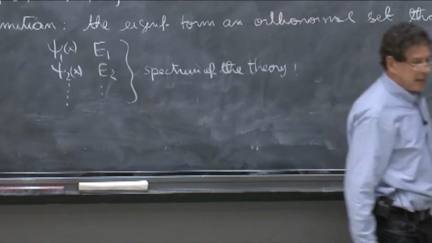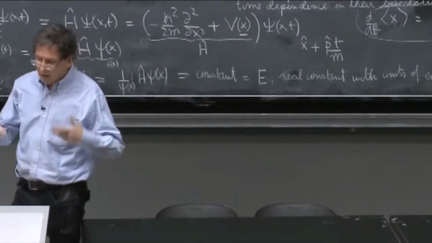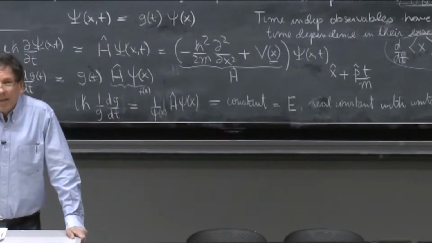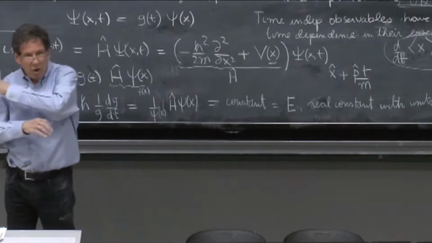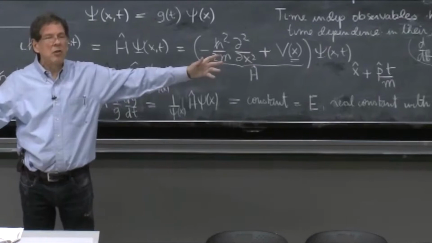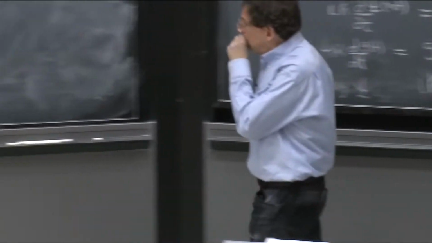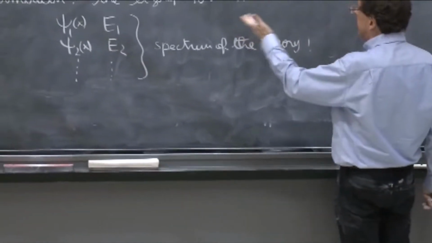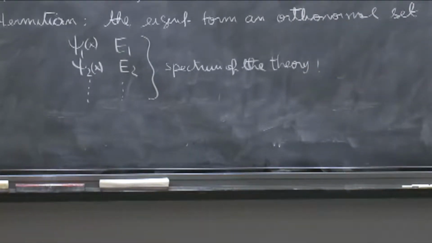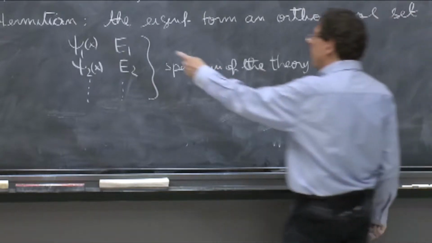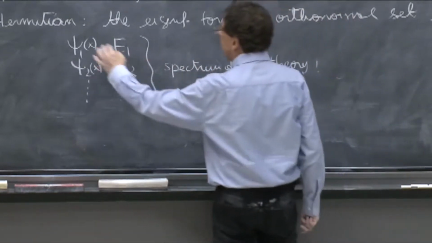Because energy eigenstates are considered the gold standard. Solving a theory means finding the energy eigenstates. Because if you find the energy eigenstates, you can write any wave function as a superposition of energy eigenstates and then just let them evolve. And the energy eigenstates evolve easily because they are just stationary states. So the spectrum of the theory is the collection of numbers that are the allowed energies, and of course the associated eigenfunctions.